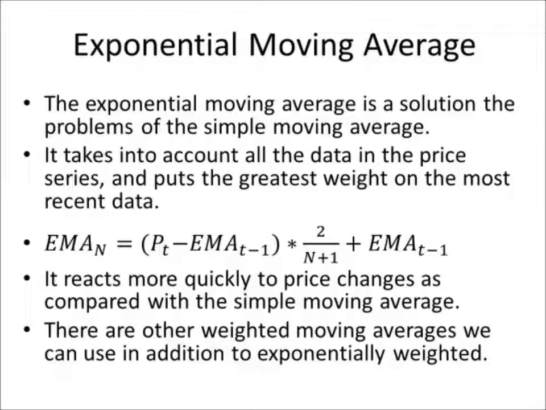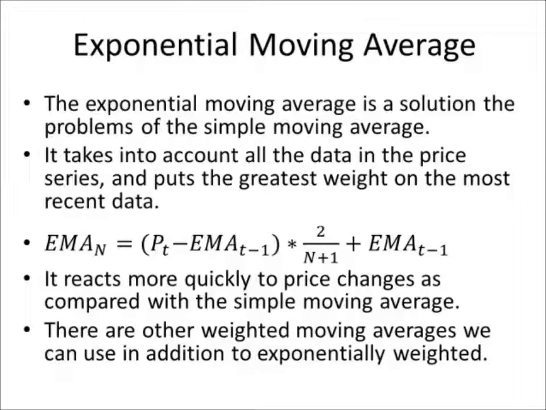The exponentially weighted moving average, or the exponential moving average, for n number of days, so it could be 20 day, 50 day, etc., is equal to the current price minus the exponential moving average of the previous day, times 2 divided by n, which is again the number of days of the moving average, plus 1. All of that plus the exponential moving average of the previous day.